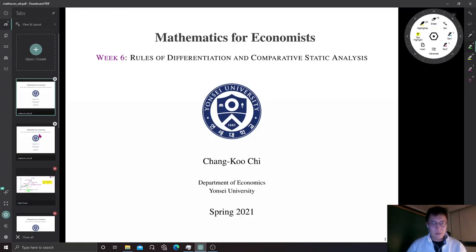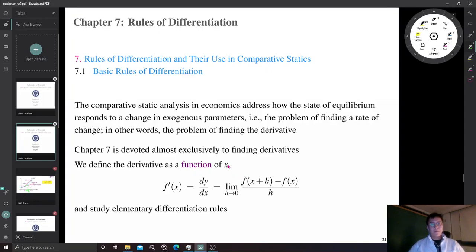All right, so in the previous week, we used this definition to compute the derivative of simple functions. But nobody uses the definition for computation of the derivative. As a matter of fact, there are several convenient rules that help us to find the derivative in a simple and easy way. So in chapter 7, we are going to study several differentiation rules. In chapter 7, we'll restrict ourselves to the problem of finding derivatives. So chapter 7 is all about the derivatives, okay?